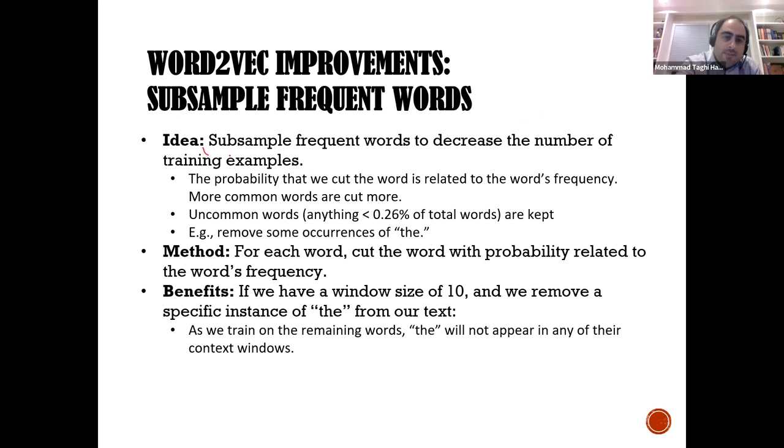Another thing that has been used is subsampling. Words that appear a lot, for example the or that, are not giving that much meaning to us. You actually may want to remove some of these words and understand more from uncommon words, since the and that appear everywhere in the text. So you will cut the words with probability related to the word's frequency. You don't completely remove them, but if a word appears too much, there's a good chance that it disappears. Now when you consider a window of size 10, if the word the is removed, then you don't need to consider it. This would be especially useful for skip gram. That is another thing that improves the results.